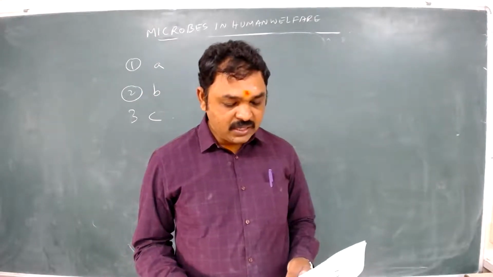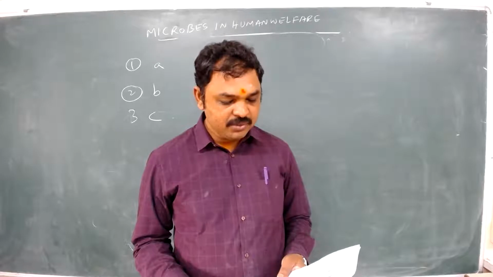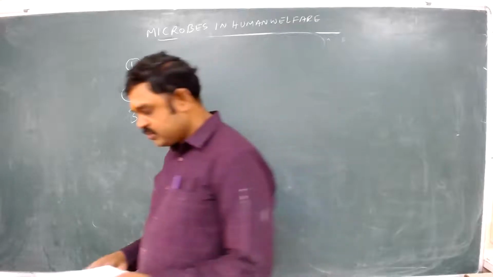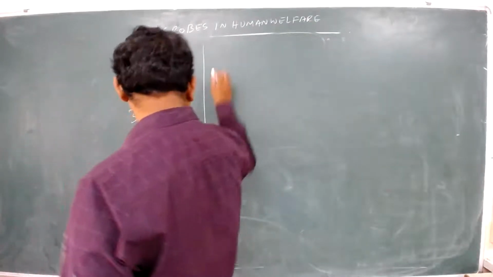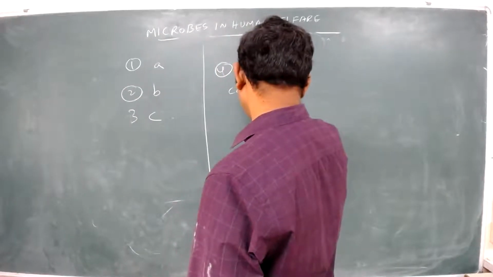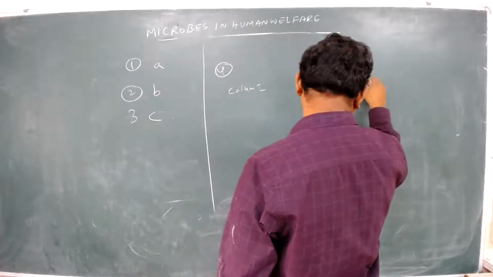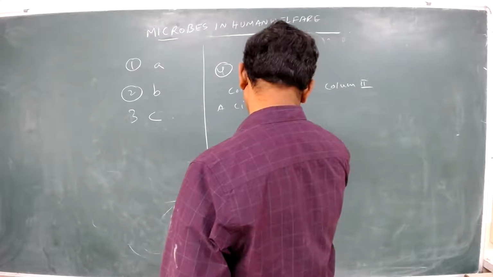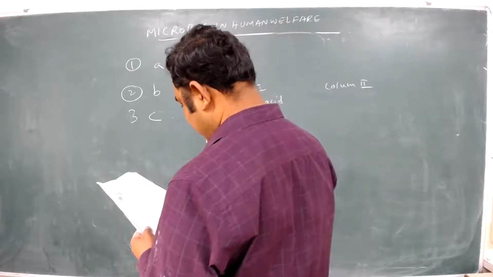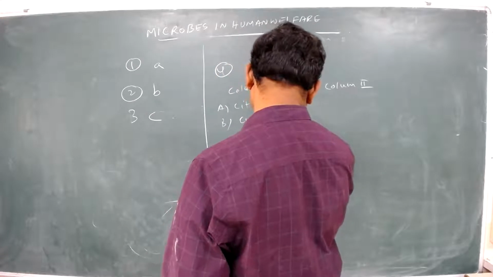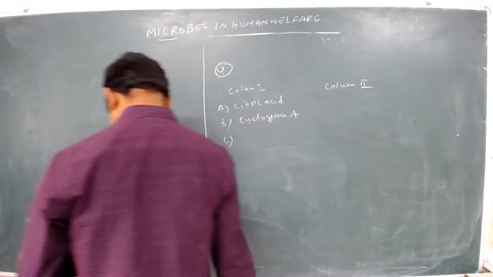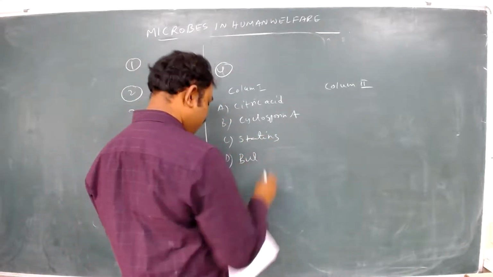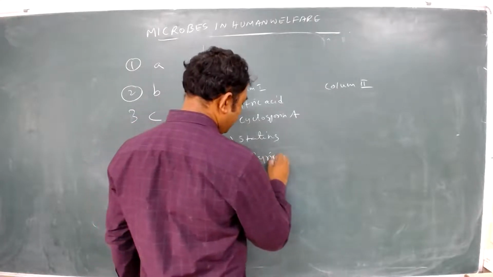Fourth one. Match columns 1 and 2. Select the correct option using the codes given below. Citric acid, cyclosporine, statin, butyric acid. Question number 4 has column 1 and column 2. In column 1, A is citric acid, B is cyclosporine A, C is statins, and D is butyric acid.